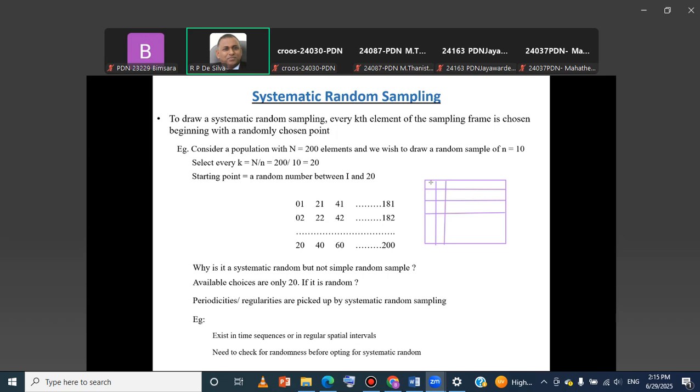Okay. Now, if we go to systematic random sampling, earlier we did random sampling, where we take a random number and take a sample. But in systematic sampling, we don't do it that way. We have a systematic way of getting the sample.